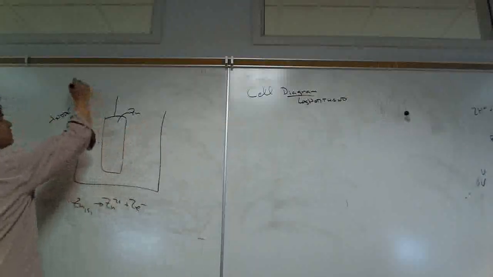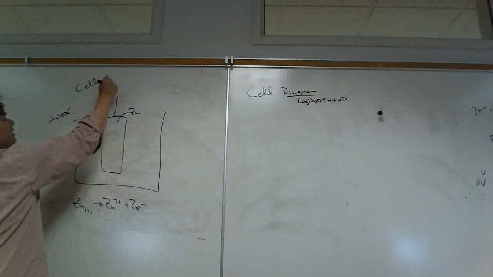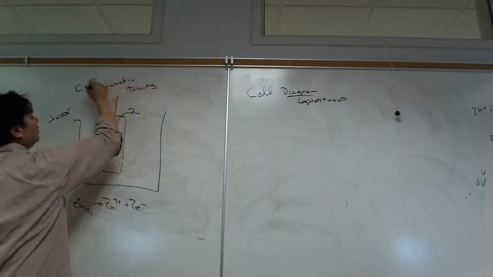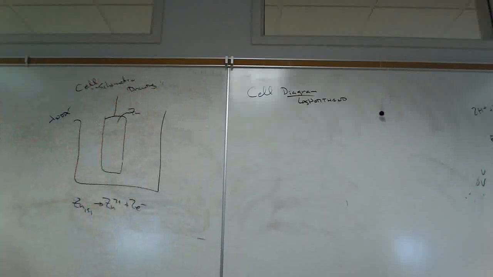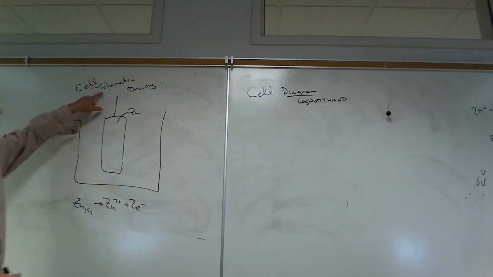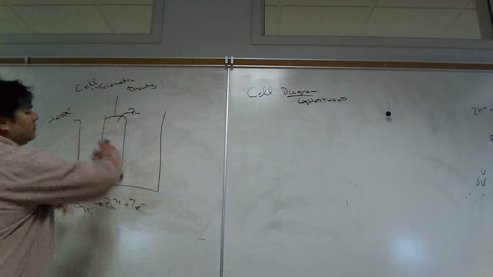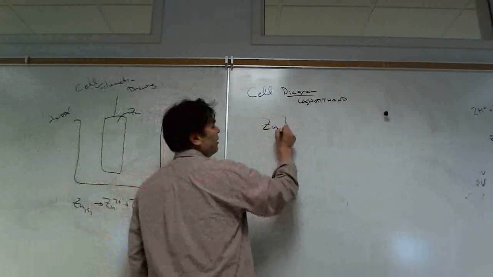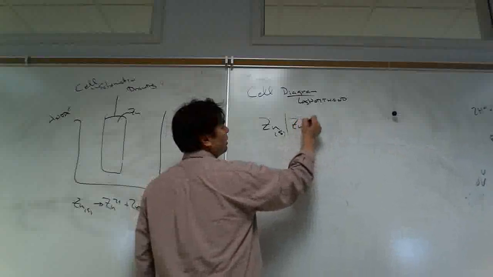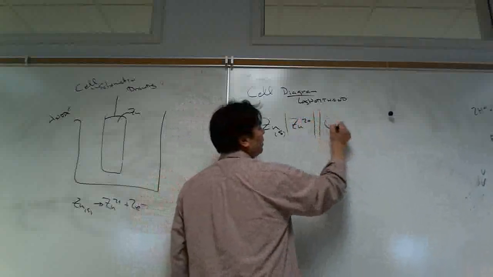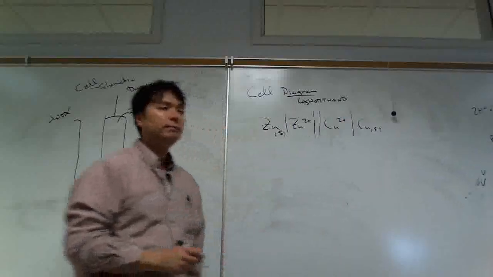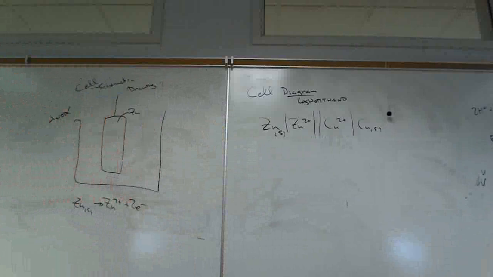I'm going to call this the cell schematic or something like that, a schematic drawing. And so a cell schematic drawing will be like this with the wires and the salt bridge. A cell diagram is going to look like this. We have zinc solid going to Zn2+, and then there's a double bar here, copper 2+ going to copper solid. This would be under standard conditions here.